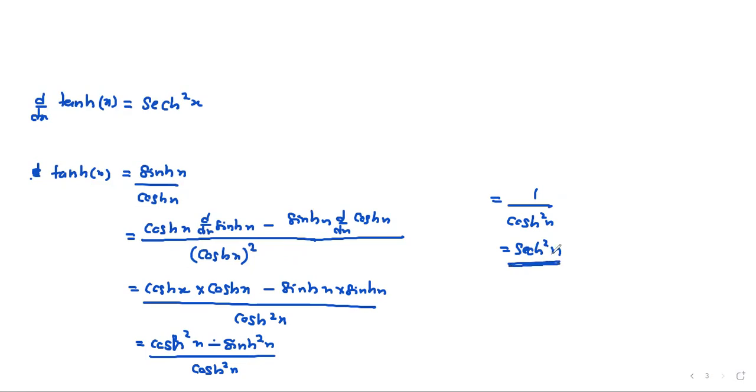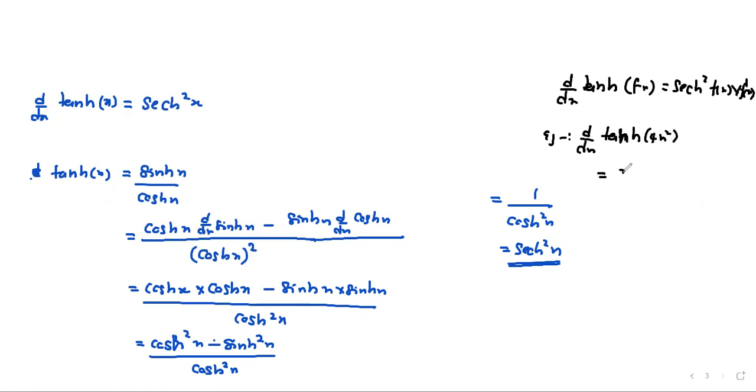That's the way of differentiating this. The same theory applies with the function f(x). If you differentiate tanh f(x), the answer is sech squared f(x) times f dash x. That's the answer for that. For example, if you differentiate tanh 4x squared, the answer is sech squared 4x squared times the differentiation of 4x squared, which is 8x. So it turns into 8x sech squared 4x squared as the answer for this.